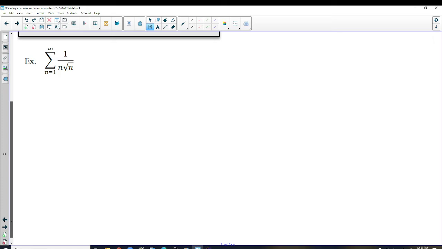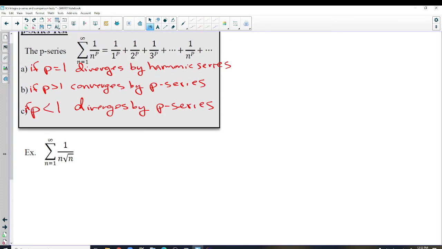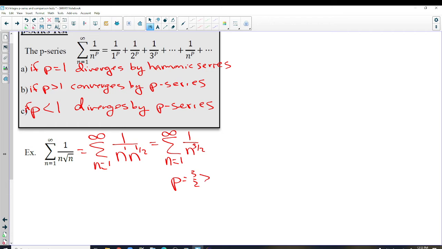Now here's an example that we have. Now you got to be able to look at this and know that, oh, we're going to use the p-series to this because I can get n to just this single power. This is equal to, n equals 1 to infinity, of 1 over n to the first times n to the 1/2. Well, 2 halves plus 1/2 is 3 halves. So we can write this as n equals 1 to infinity of 1 over n to the 3 halves. We can say p is equal to 3 halves, which is greater than 1, so converges by p-series.